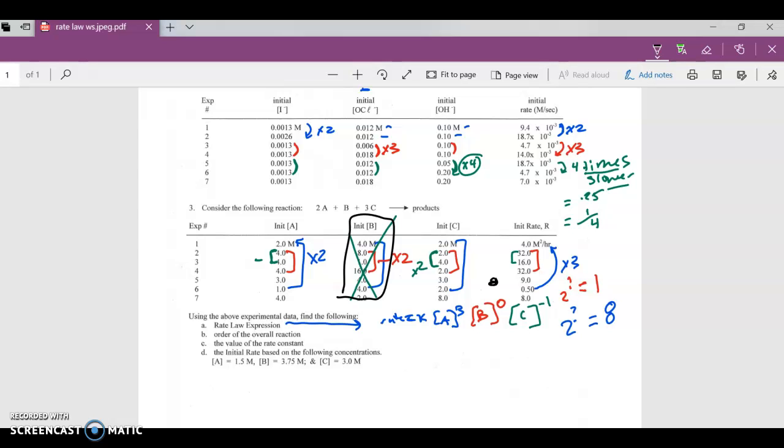So part B, order of the overall reaction. That means when I look at it, A is worth 3, B is 0, and C is what? -1. So I'm doing 3 plus 0 minus 1. This is an overall second order.